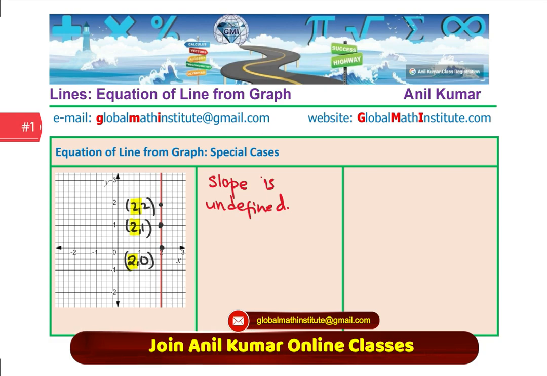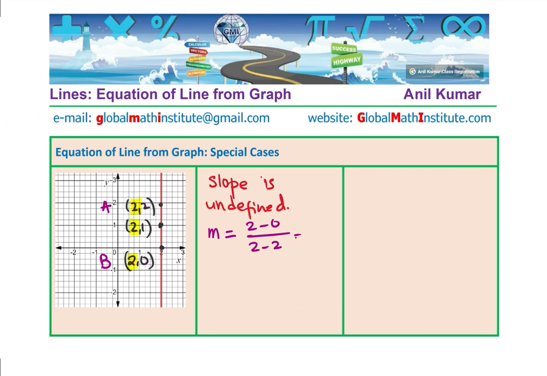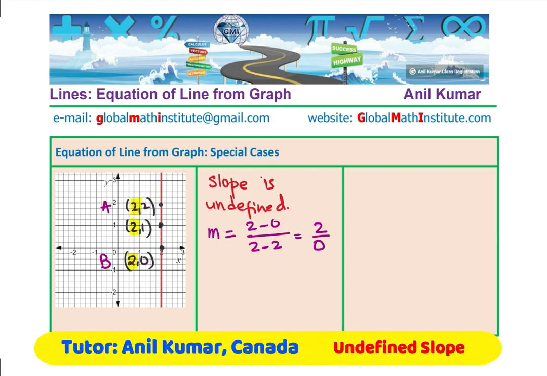Let's try to figure out the slope here. If this is my point A and this is B, the slope m will be y2 minus y1, which is 2 minus 0, divided by x2 minus x1, which is 2 minus 2. That gives me 2 over 0. Dividing by 0 is not defined, so now we are stuck. How do you find the equation of this line?